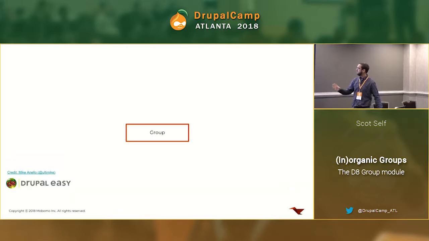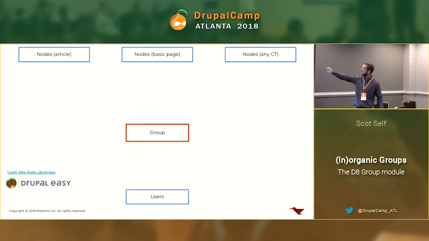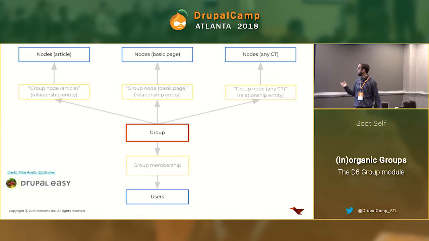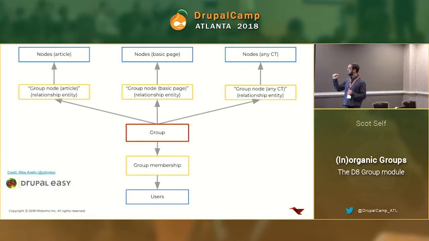So this is a quick diagram. Mike Anello actually put this together. I know he's here somewhere. But this came out of his Drupal Easy podcast about group. So you've got the group itself, obviously, which is, again, an entity, fully fieldable, all that good stuff. And then you've got things like articles, pages, and basically any other node type. And then, of course, you have users, which can be associated with a group.